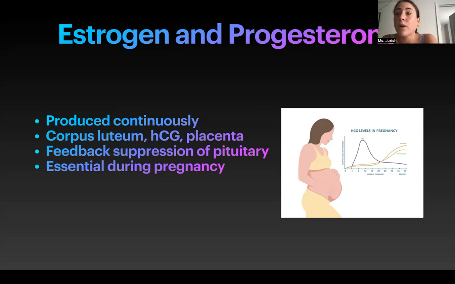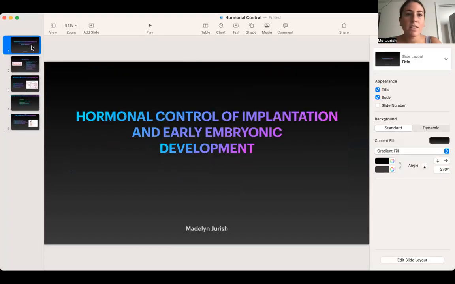The placenta makes a variety of other hormones, including inhibin and prorenin, but the function of most of these remains unclear. These were the main hormones that I wanted to speak about in my presentation today, and I hope you learned something about hormonal control of implantation and early embryonic development.